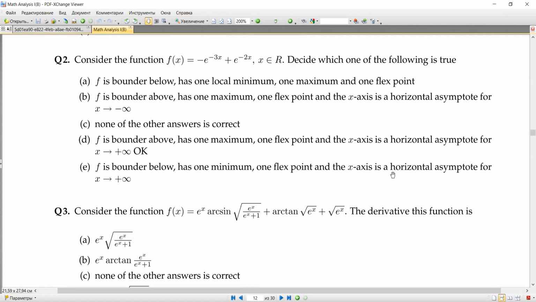Take the derivative and then take another derivative. Yeah, derivatives, and then define here asymptotes. Also, we need to check each of them for being bounded below or bounded above. So take the derivative. We can start, for example, with the derivative. F prime of x is here.